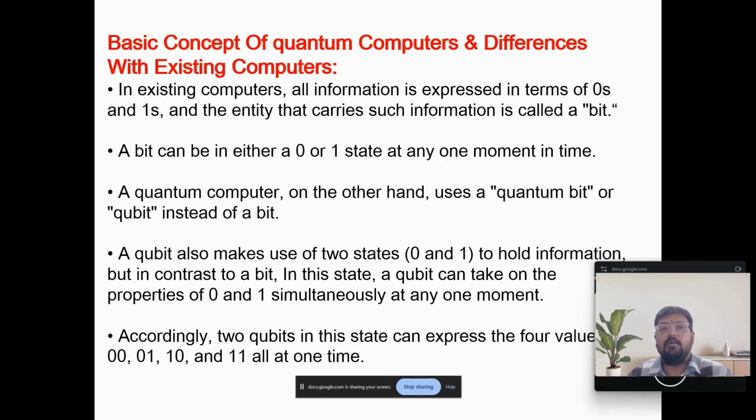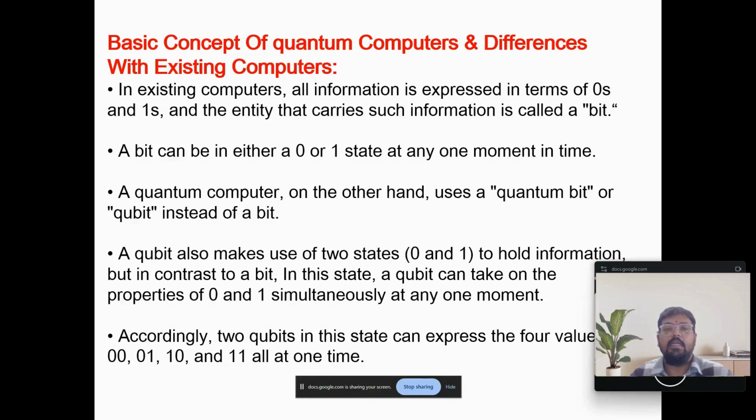So, the basic concepts of quantum computers and the differences from existing computers. Existing computers, as all of you know, are binary, which operates on zeros and ones. The entity that holds the information is called a bit, which is a binary digit. Either it may be 0 or 1. A bit can be either 0 or 1 at any one instant of time.